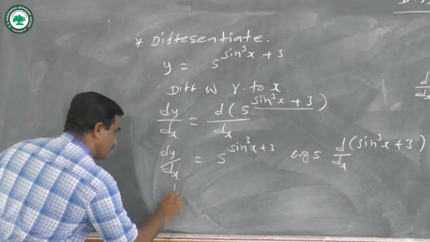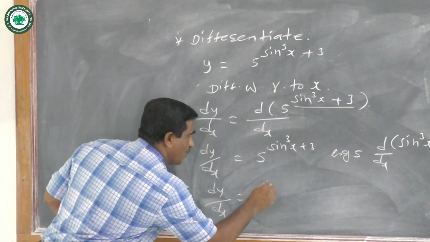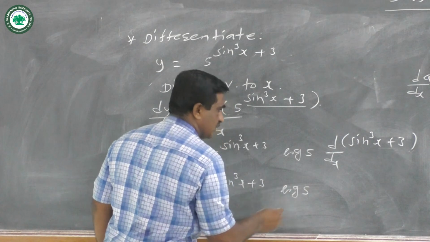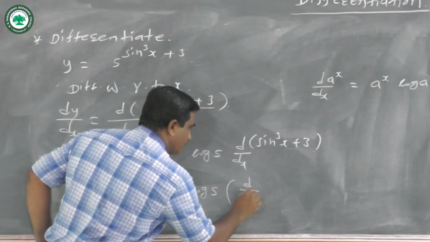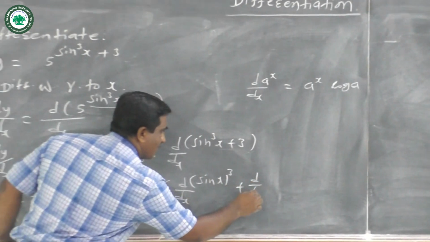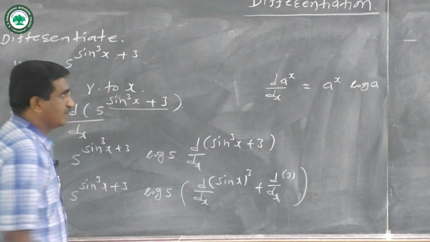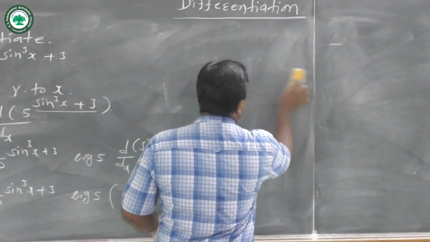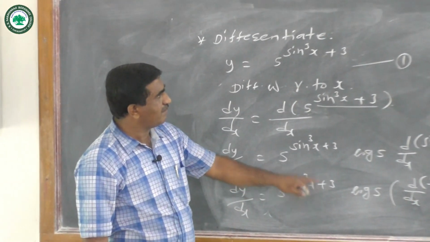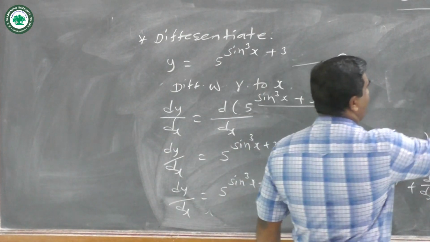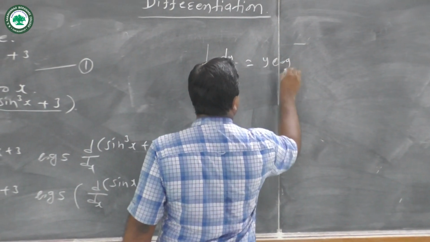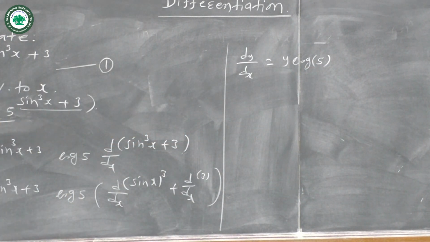Okay, that is dy by dx is equal to 5 raised to sin cube x plus 3 into log 5 into d by dx of this, sin cube x, which can be written in the form sin x bracket raised to 3, plus d by dx of 3, by the addition rule. Now further, from equation first, 5 raised to sin cube x plus 3 means y. Put this value here, then we can write dy by dx is equal to y into log 5 into the derivative of this term.